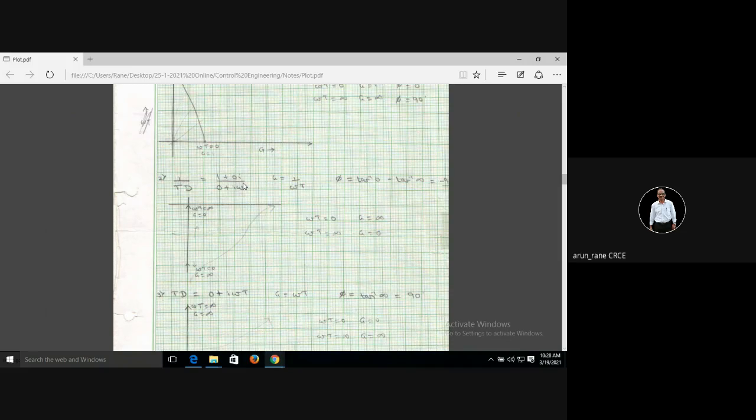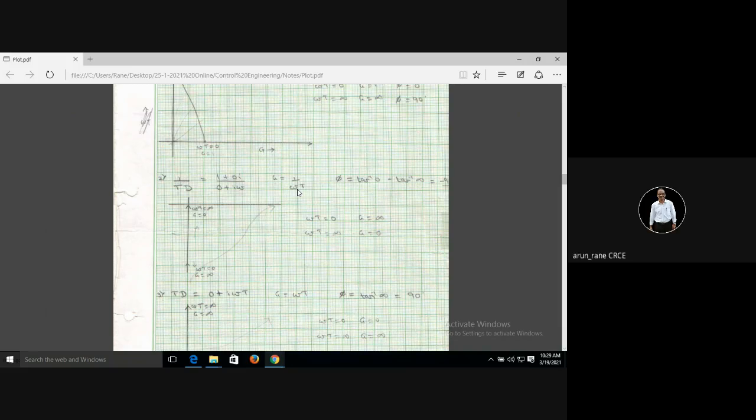So now what will be your g? In the numerator, real part square plus imaginary part square. So 1 square plus 0 square, so 1. In the denominator, real part is 0 and imaginary part is omega t, so under root of 0 square plus omega t square, that will be omega t. So you have to find g of the numerator and g of the denominator.